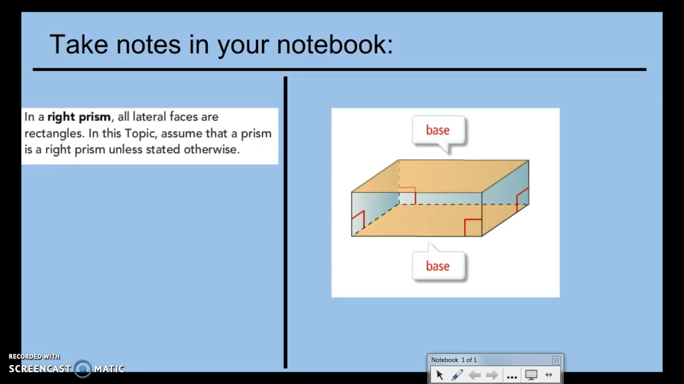Alright, and then you have your right prism. You don't have to copy this down, but all lateral faces of a right prism are rectangles. In this topic, assume that a prism is a right prism unless stated otherwise. So don't just assume that it's going to be a square prism. Just assume it's going to be a right one, where all of the angles are 90 degrees.